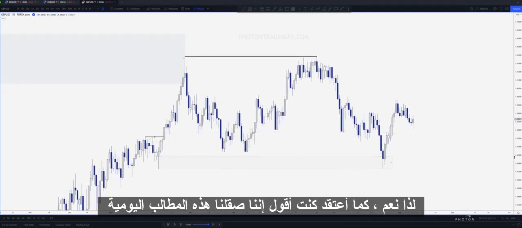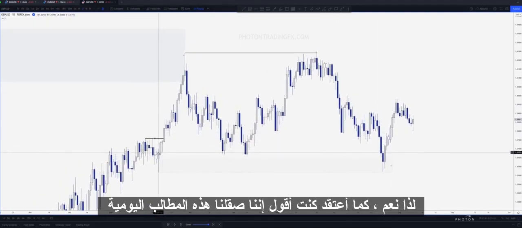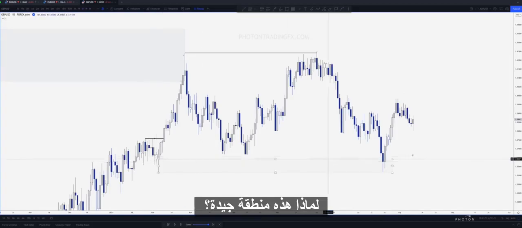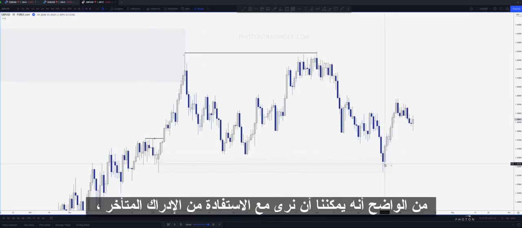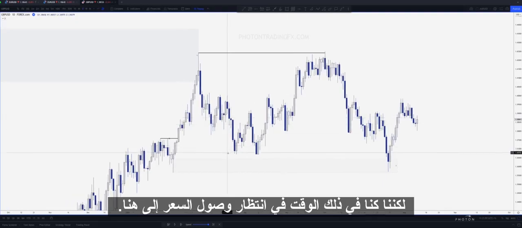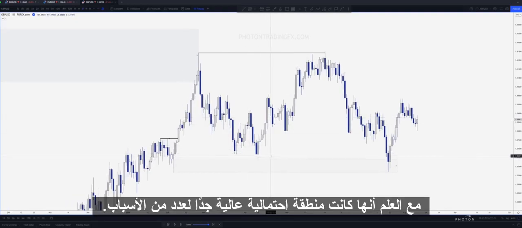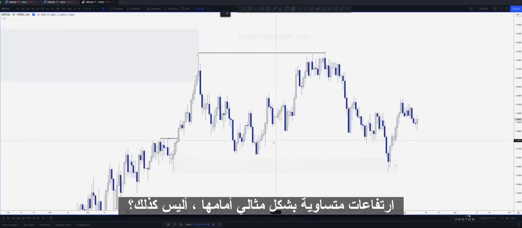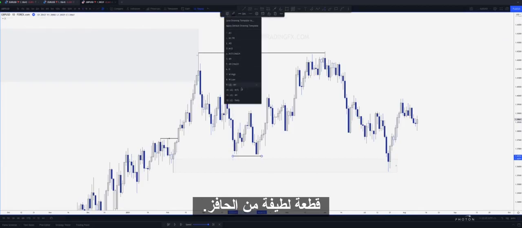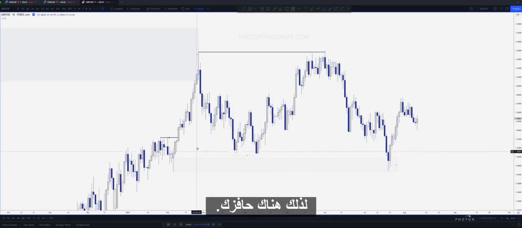So as I believe I was saying, we have refined this daily demand zone down to the fractal wick. And what do we have about the zone? Why is this a good zone? Obviously, we can see with the benefit of hindsight it played out. But at the time we were waiting for price to come down to here, knowing it was a very high probability zone for a number of reasons. One, we have literally perfect equal highs in front of it, a nice piece of inducement there. So there's your inducement.